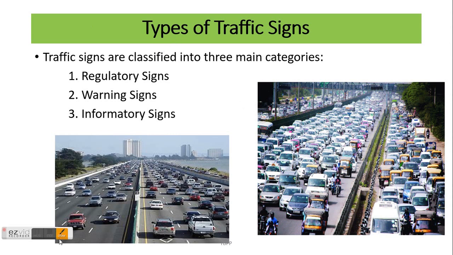So the next point is types of traffic signs. Traffic signs means symbols or pictures which are at the roadside. These symbols or signs are very important, and it is very necessary for drivers or road users to follow them. Traffic signs are classified into three main categories. First type is regulatory sign, second is warning sign, and third one is informatory sign.